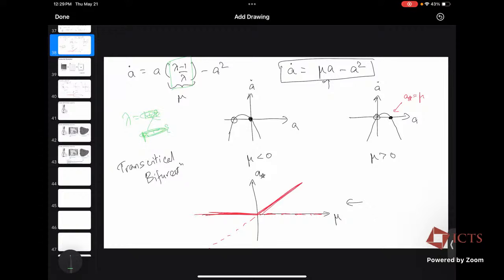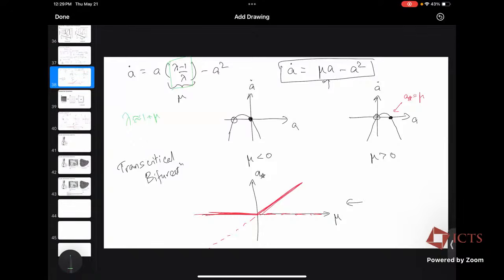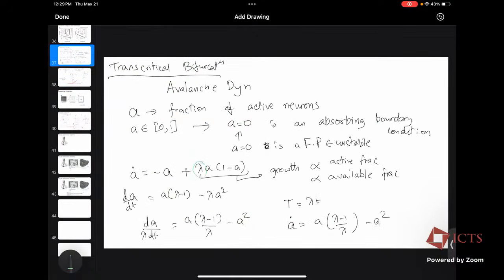Let's write it another way. You can think of lambda as being approximately 1 plus mu, right? So what does that basically mean? Mu being less or greater than 1 is about lambda being greater or less than 1, which is related to the fact, as I was saying, that it's this proportionality constant. It's essentially saying how easy is it for my growth to continue to spread.